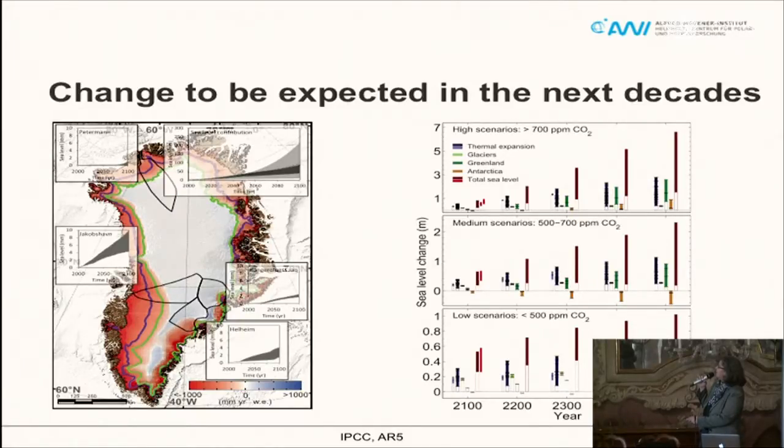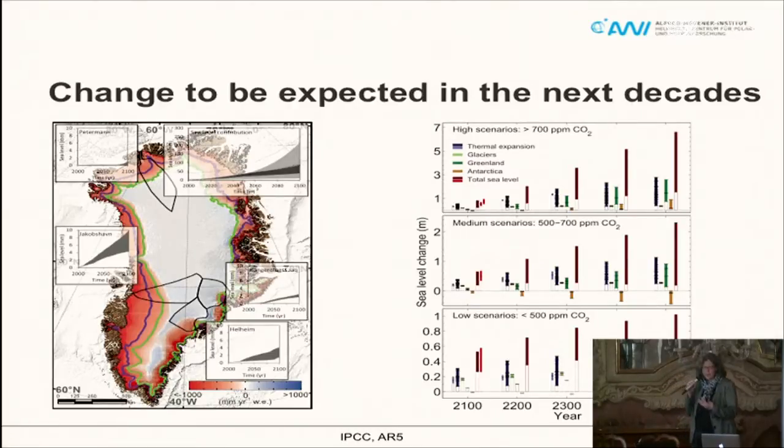And you see in dark green the contribution of Greenland. This is up to 2,500. So I would say this is something we have more or less already committed to. But you also have contributions like 500 to 700 ppm, and here the scale goes to 1-2 meters. So this is an estimate.